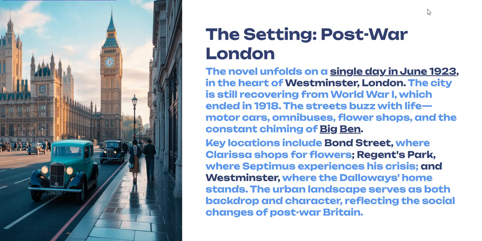Bond Street, where Clarissa buys flowers, Regent's Park, where Septimus experiences his crisis, and Westminster, where Clarissa Dalloway and her husband Richard Dalloway live. Virginia Woolf makes the city feel alive. The urban landscape acts like a character.